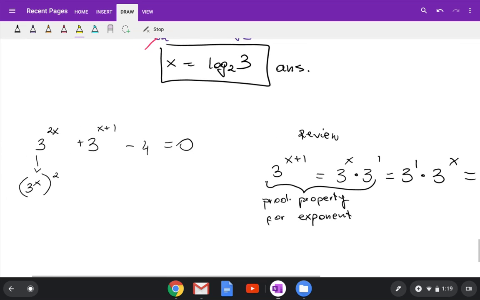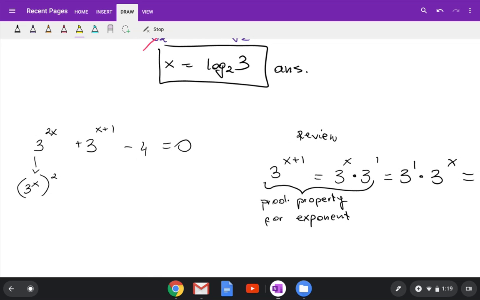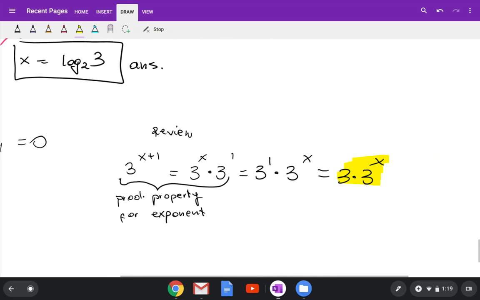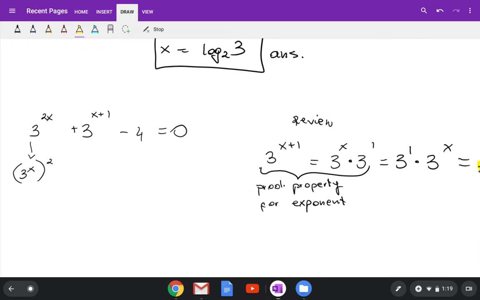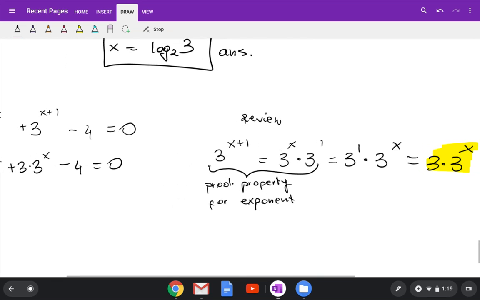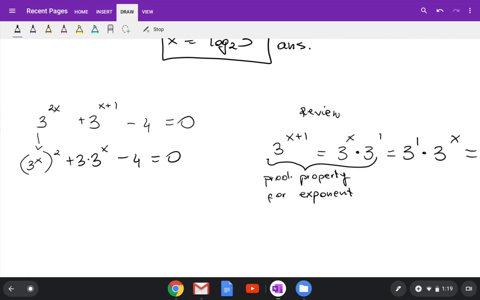So again, 3 to the power of x plus 1 is the same as 3 to the power of x times 3 to the power of 1. 3 to the power of 1 is 3, and 3 to the power of x we keep. So I'm going to rewrite this as 3 times 3 to the power of x minus 4 equals 0. So again, I explained how I converted that. Now let's use substitution. Substitute 3 to the power of x, make that equal t. Remember that this is always positive.